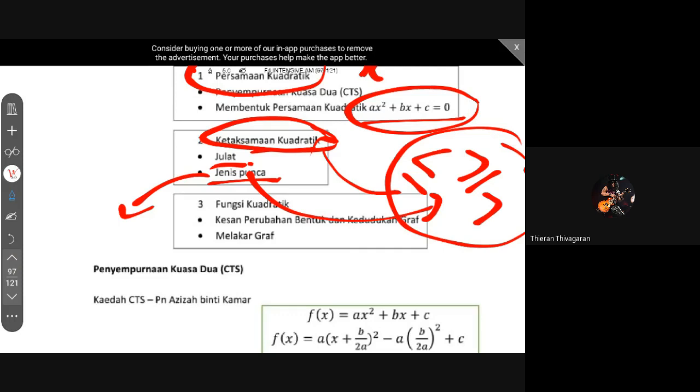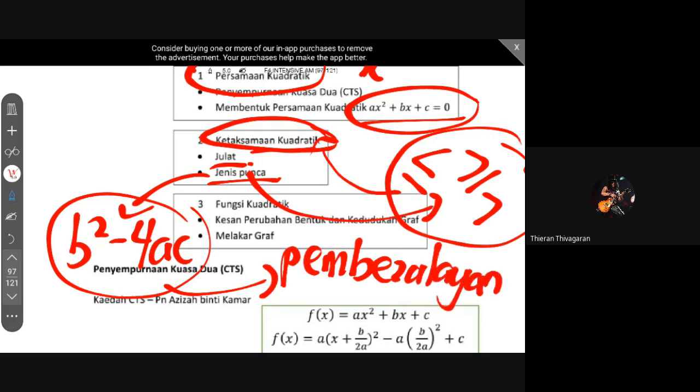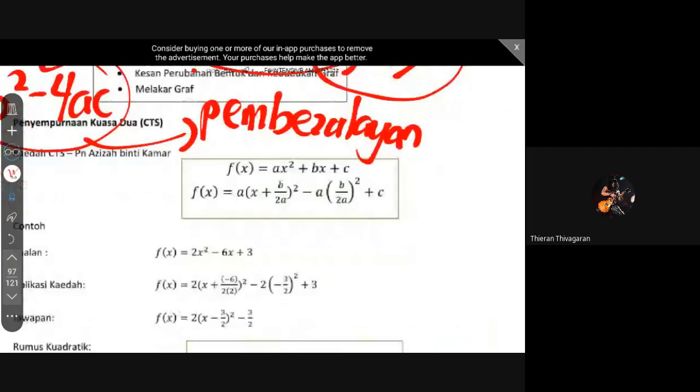And then jenis punca. Guys, jenis punca, type of roots, how to determine, what is the method? Apa kaedah dia for jenis punca? Boleh, formula juga boleh menunjukkan jenis punca. What is the method guys? Kaedah tu, apa nama dia? Yes, b square minus 4ac. Ya, graf pun boleh, tapi kalau buat melalui pengiraan, calculation method, this is the method, b square minus 4ac. Okay, this method is actually called pembeza layan. Ya, discriminant. Okay, term BM dia adalah pembeza layan. Okay, so this is the formula we use to determine the type of roots.